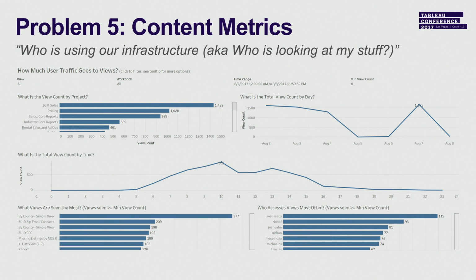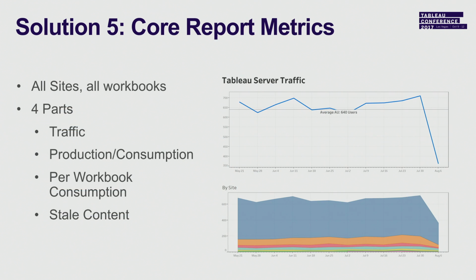And then we also do some content management. We want to know what stuff could get chucked. So we built this core report metrics dashboard. It covers all sites. We cover traffic, production and consumption, per workbook consumption. So that's at both the workbook and the view level. We can just see who's looking at stuff. And then we have stale content, which we'll come to in a minute.